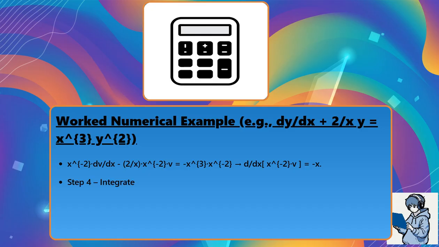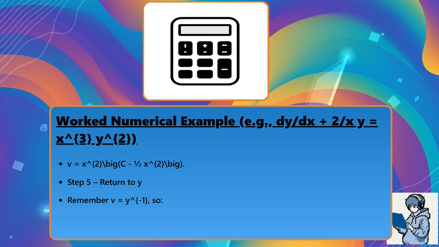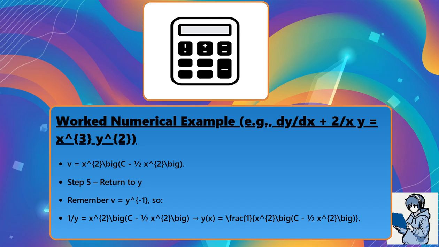Step 4: integrate. x to the minus 2 times v equals negative integral of x dx plus c, equals negative 1/2 x squared plus c. Solve for v: v equals x squared times open parenthesis c minus 1/2 x squared close parenthesis. Step 5: return to y. Remember v equals y to the minus 1, so 1 over y equals x squared times open parenthesis c minus 1/2 x squared close parenthesis. Therefore y of x equals 1 divided by x squared times open parenthesis c minus 1/2 x squared close parenthesis.